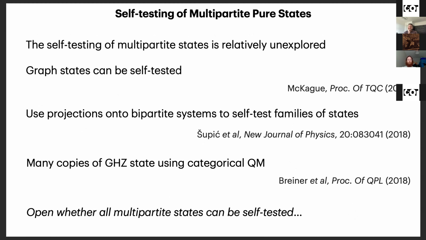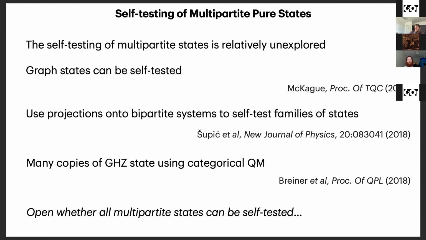Okay, so what's known about self-testing of multipartite pure states? A lot of nice things that occur in the bipartite case, the Schmidt decomposition, singular value decomposition, all of these nice things that you get in the bipartite case kind of go out the window when you start allowing for n parties. So it becomes a bit more of a wilderness to explore the self-testing of multipartite pure states. But nevertheless, there have been some really nice results.